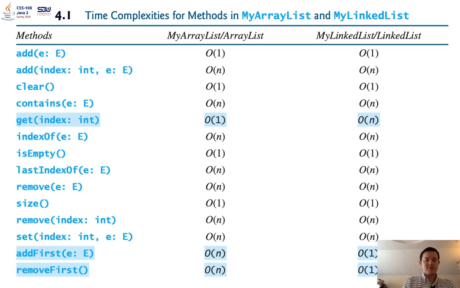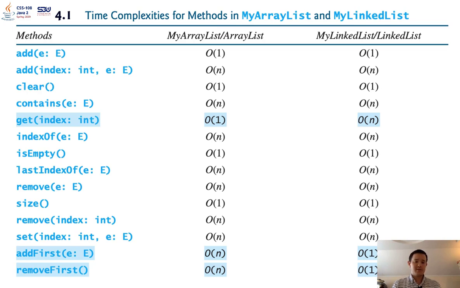And when it comes to adding elements into array lists and linked lists, adding an element to the end of the array list takes constant time, because you just add it into the array. But adding an element into the beginning of the array list takes linear time. Why? Because you need to shift all the existing elements in the array list by one position to the right, and then you put your element into zero's position. So adding elements into an array list at some certain index takes linear time.